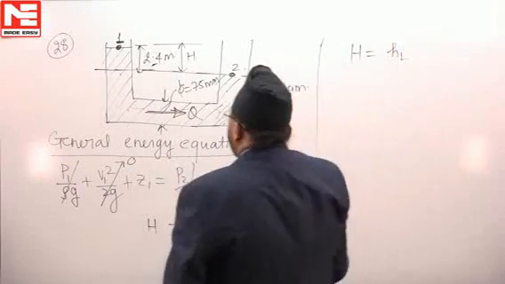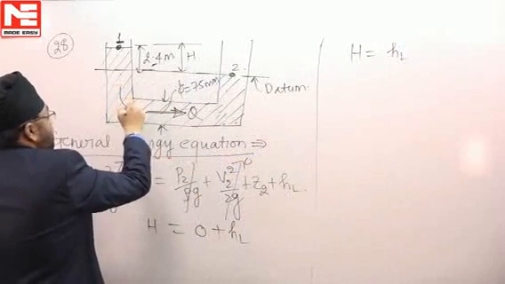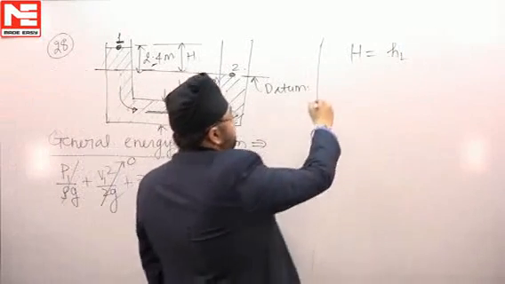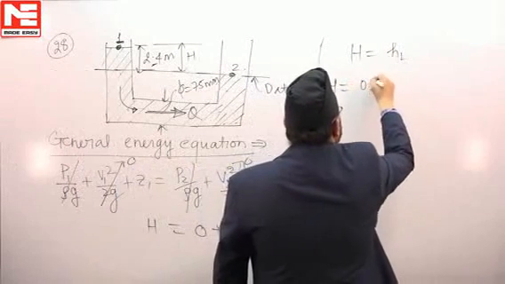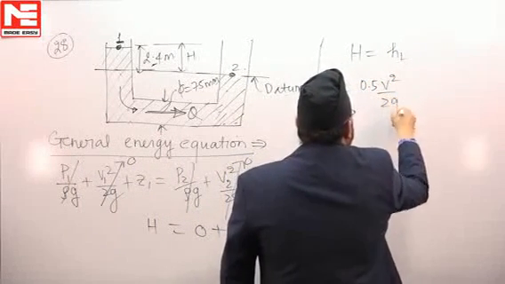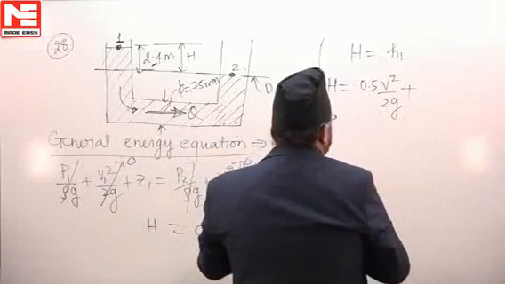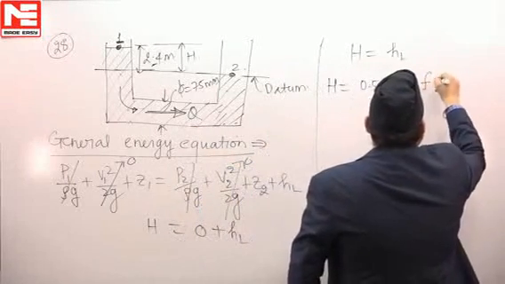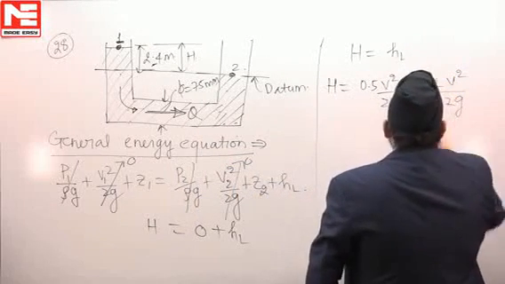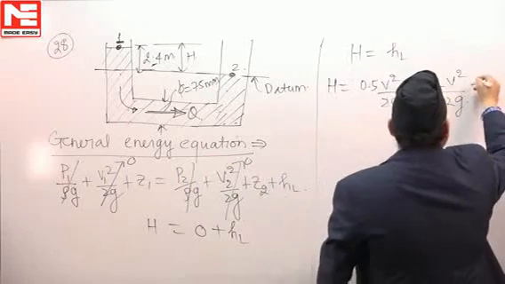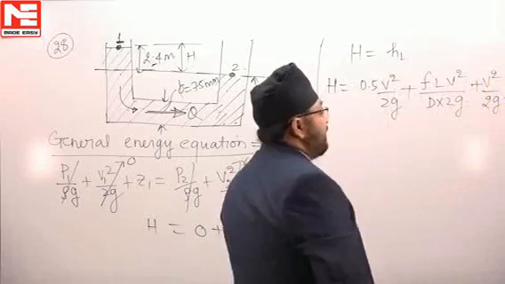Now what are the losses? As fluid flows, first there will be entry loss. Here there will be entry loss. What will be the value of entry loss? 0.5 V square by 2g. Then loss due to friction, so FL V square by D into 2g. And then exit loss. So this will be the value of H.